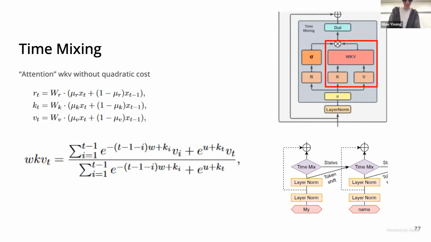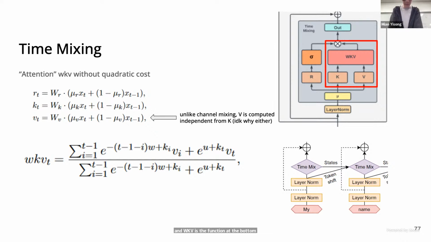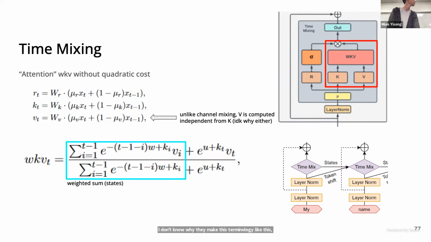Let's go to the time mixing block. It's the same three equations where you have no non-linearities, and WKV is the function at the bottom. I think this is just a terminology thing in the paper. V is also called V, but unlike in channel mixing, this is computed independently of K. I don't know why they chose this terminology, but we'll move on. Those two terms in the WKV are the weighted sum, which refers to the state being passed between the two steps of the model.